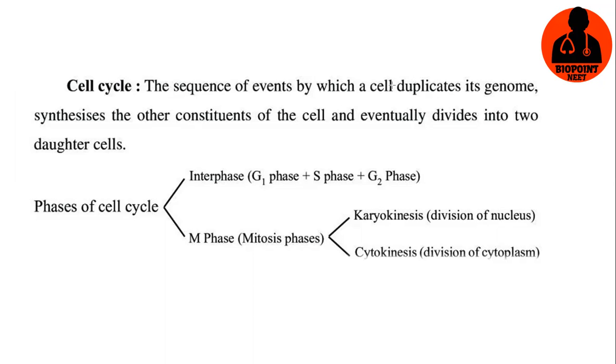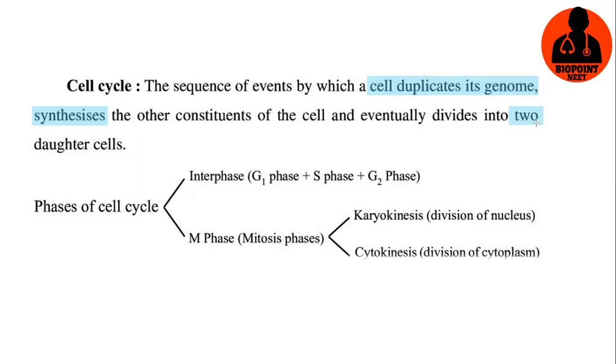So what are the important points? It duplicates its genome, synthesizes other cell constituents, and eventually divides into two daughter cells. This is what we say to be the cell cycle.